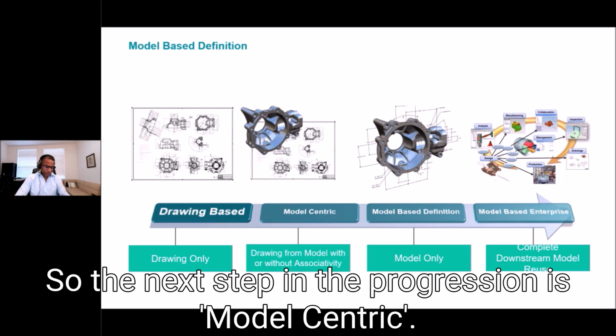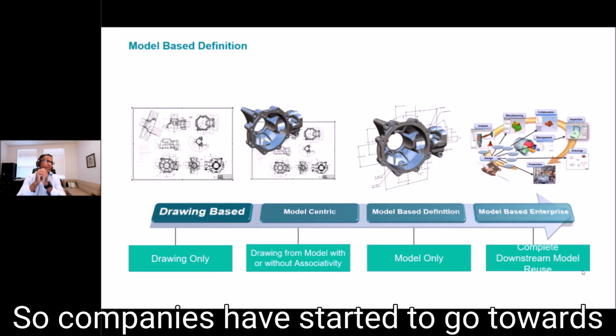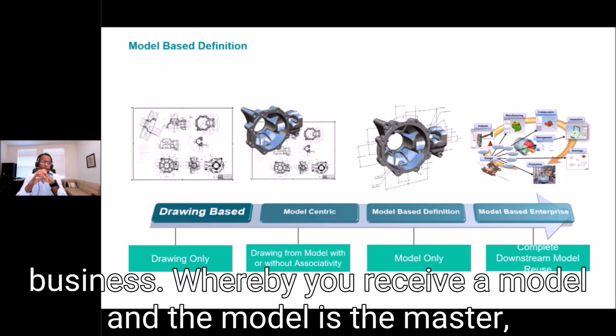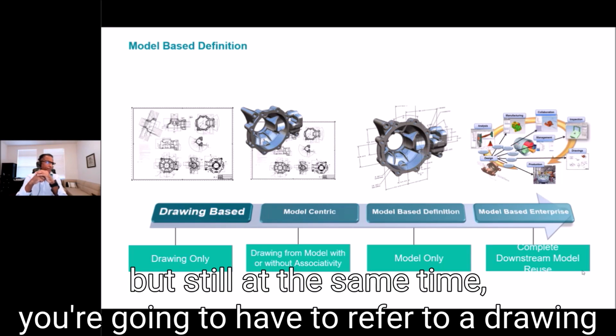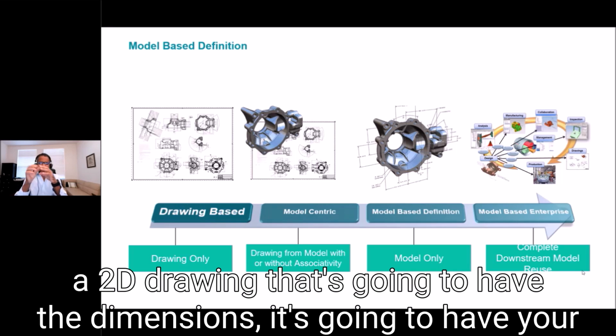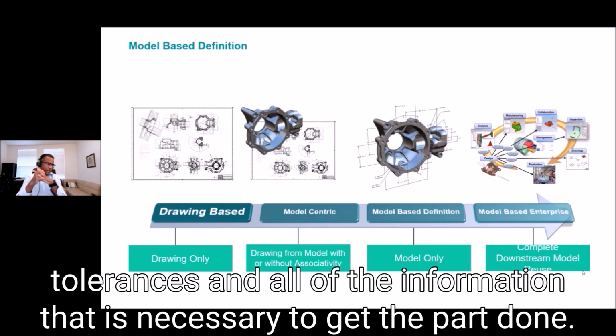So the next step in the progression is model-centric. So companies have started to go towards a model-centric, call it enterprise or way of doing business, whereby you receive a model and the model is the master, but still at the same time, you're going to have to refer to a drawing. As you see in the image, we've got now a 3D model and we've got a 2D drawing that's going to have the dimensions, it's going to have your tolerances, and all of the information that is necessary to get the part done.